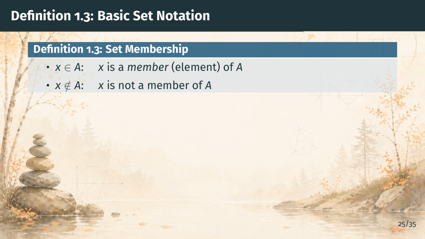Now Rudin introduces the standard set-theoretic terminology that will be used throughout the book. If A is any set whose elements may be numbers or any other objects, we write x belongs to A to indicate that x is a member or element of A. If x is not a member of A, we write x does not belong to A.